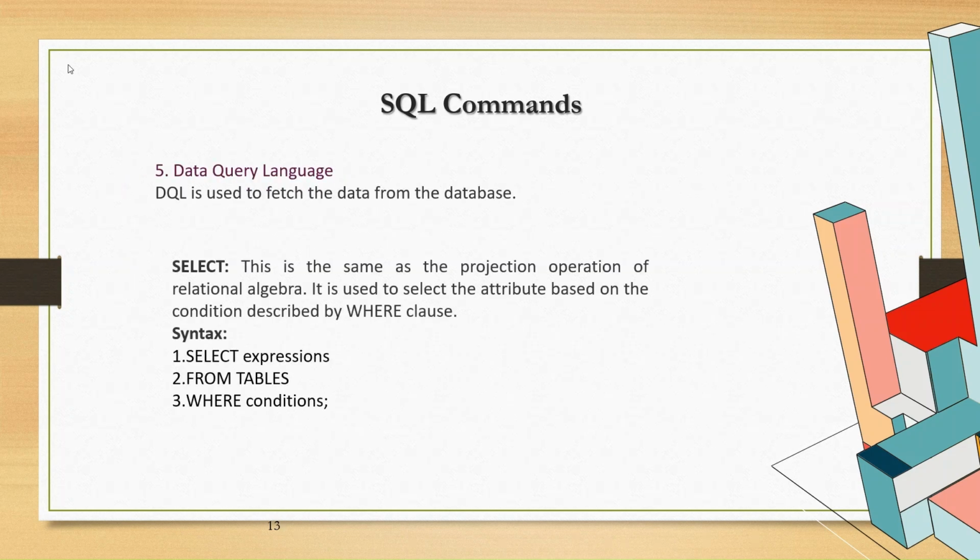Data Query Language, DQL. DQL is used to fetch the data from the database. Select. This is the same as the projection operation of relational algebra. It is used to select the attributes based on the condition described by the where clause. If you want to perform these commands in a practical mode, you can see our previous video, whose link is given in the description.